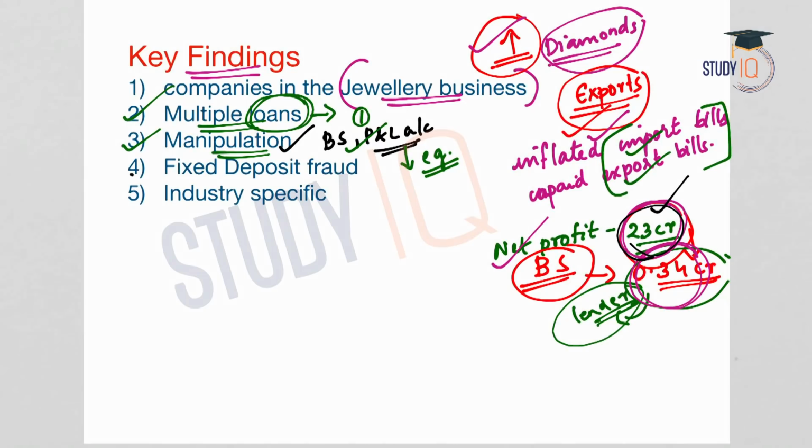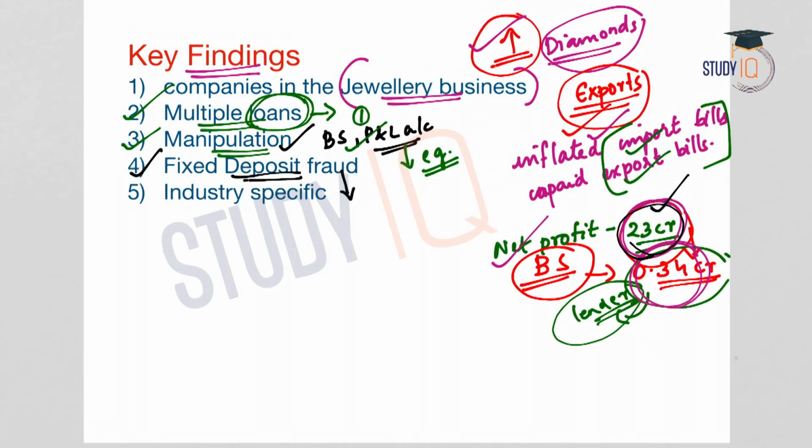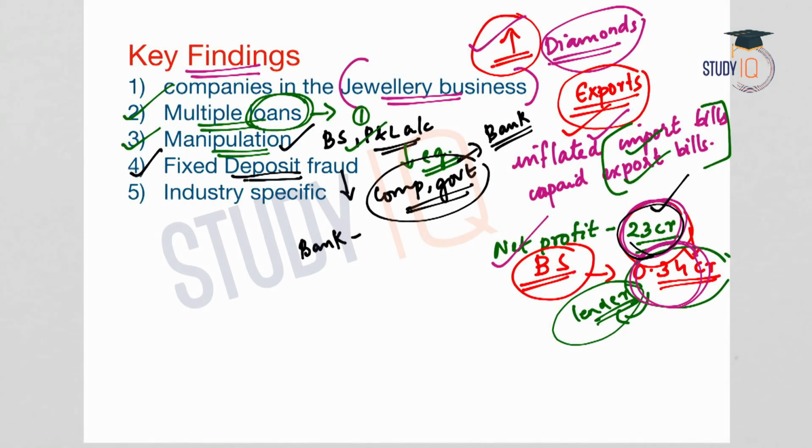Now, the fourth finding was regarding the fixed deposit fraud. Under the fixed deposit fraud, the fraudster presented himself as a bank representative to the companies and also to government organizations. So for the companies and the government, he was a representative of the bank. And to the bank, the fraudster will present himself as a financial advisor to the organizations. So he played multiple roles with the company, with the government and with the bank, and he will mobilize large bulk deposits.